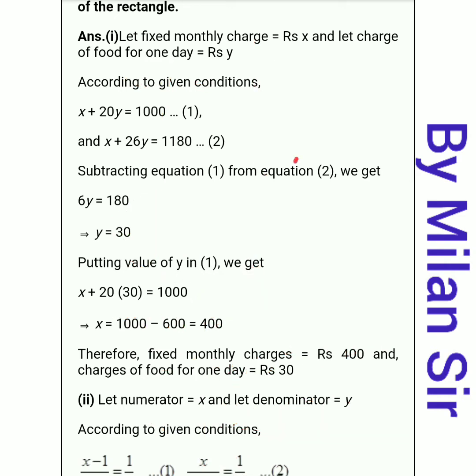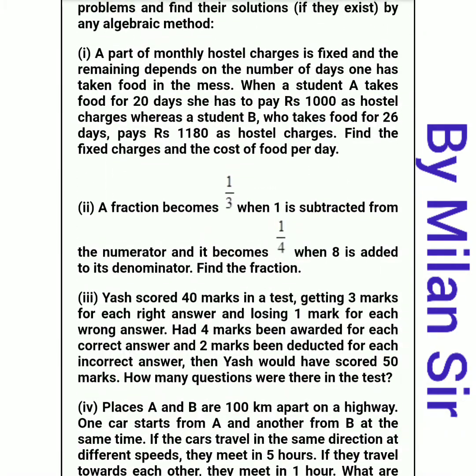So at last we need to write: fixed monthly charge is equal to rupees 400, and charges of food for 1 day is equal to rupees 30. Okay, then question number 2.